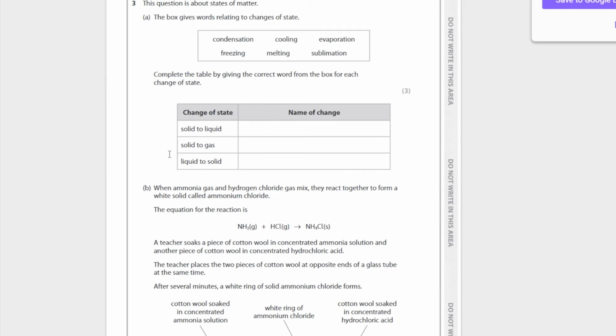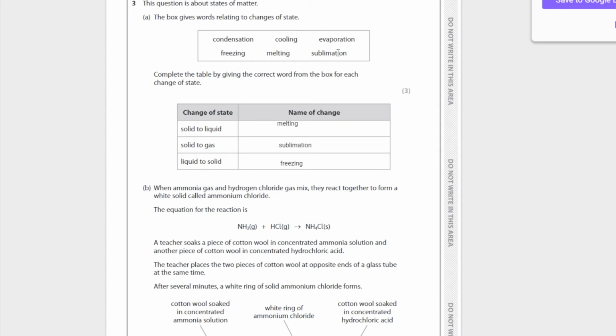Okay. Next question. This question is about states of matter, and this box gives us changes of state. Complete the table. Okay. So, name of change of solid to liquid. Melting, we all know that. Solid to gas, we're going to say simply sublimation. And liquid to solid, we're going to say freezing.